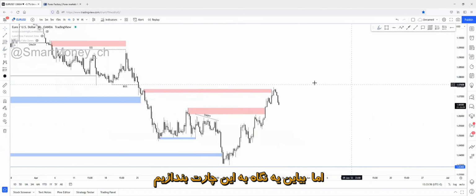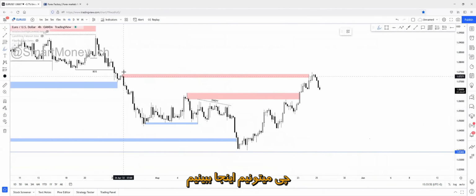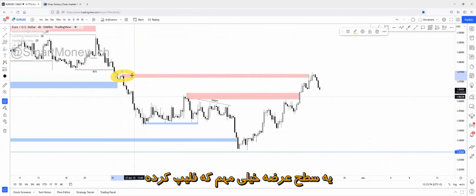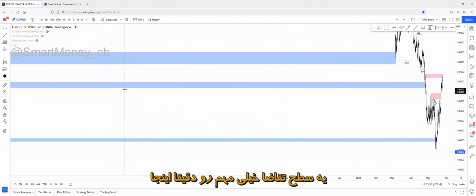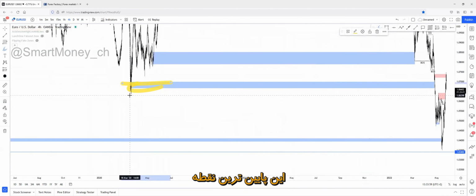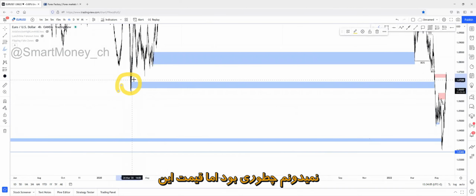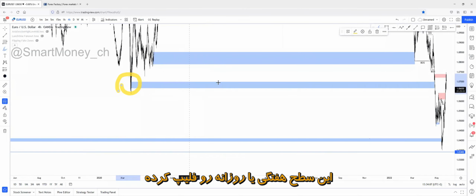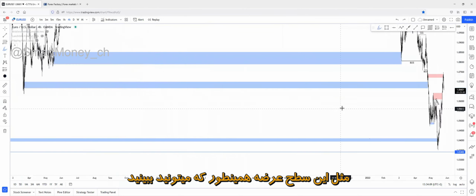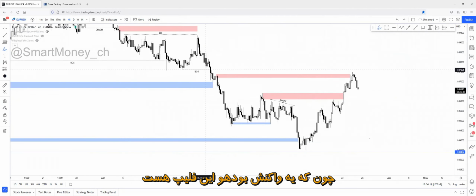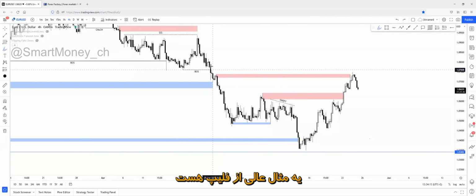But let's just take a look at this chart. What can we see right here? This is a really significant and important supply level that has flipped into a really significant and important demand level right here. This was the lowest point of the last recent weekly leg or daily leg. Price has flipped this leg from this supply zone, as you can see, because there was a reaction and this is a flip. This is a perfect example of a flip.